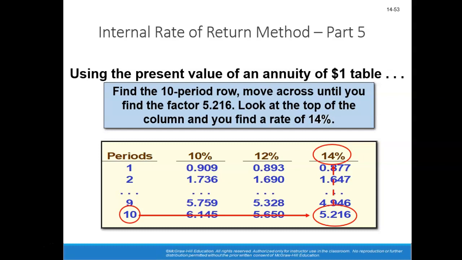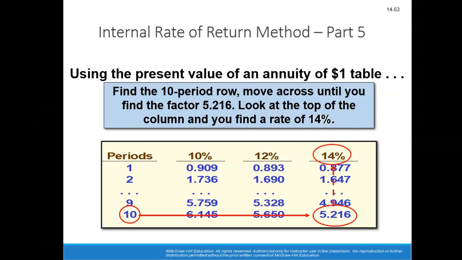Okay? So if you were to use your table and the present value factor to figure out the actual discount rate required to get this internal rate of return, you would go to 10 periods, because this machine has a 10-year useful life. You would keep going under 10 until you find that factor, which in this case is 5.216. So how do I get 5.216? That's based upon a 14% rate of return.